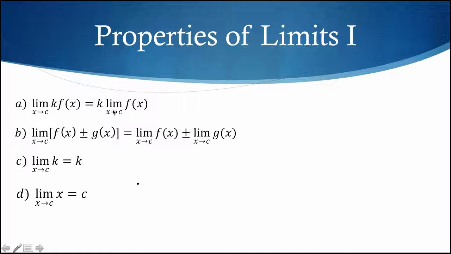Now, the first property states that if you take the limit of a function with a constant in front of it, multiplying it, then you can basically pull the constant out and just focus on the main part of the limit.